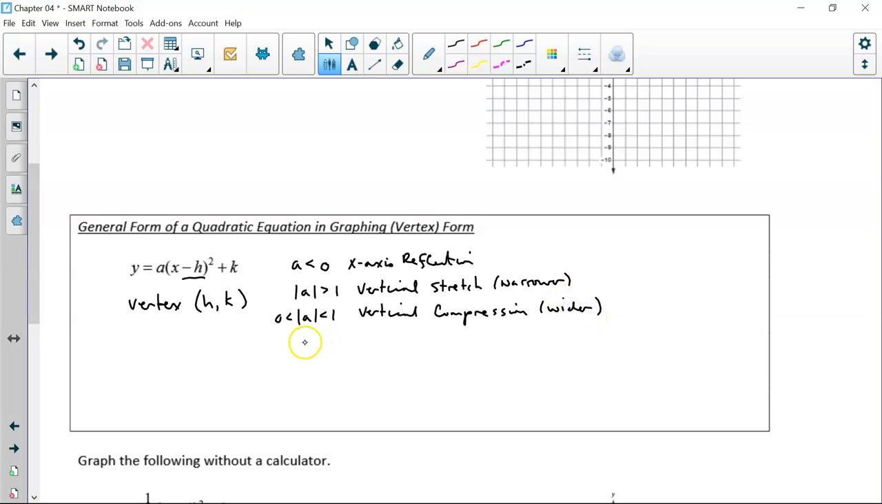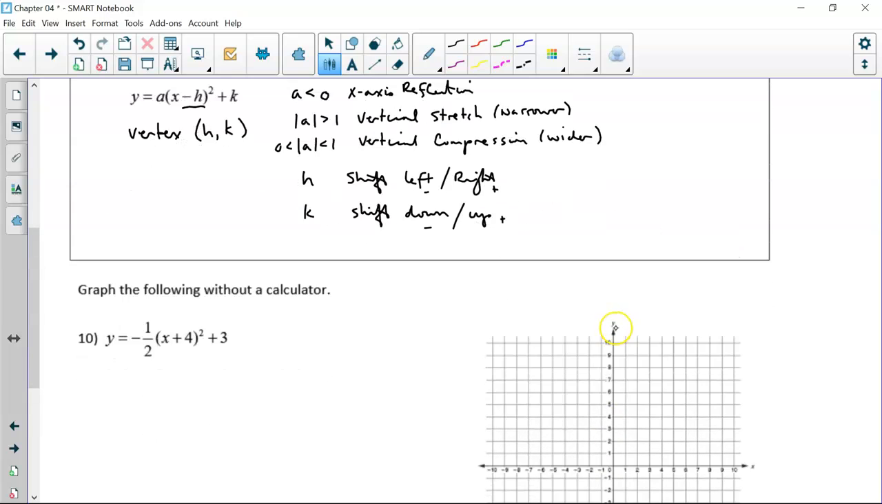And now these h and k's. H, we're shifting left if it's a negative and right if it's a positive. K, we shift down if it's a negative and up if it's a positive. Now, we're going to graph the next few without a calculator. And it's all by using our shifts.